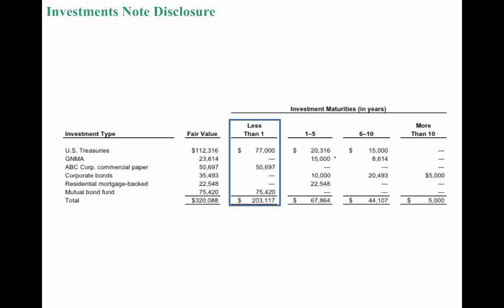But you could use the total investment amount because you know that they could probably sell them, but you might want to look into whether there in fact are any limitations on their ability to cash in any of these investments. Some of those limitations might even affect investments with maturities of less than a year.